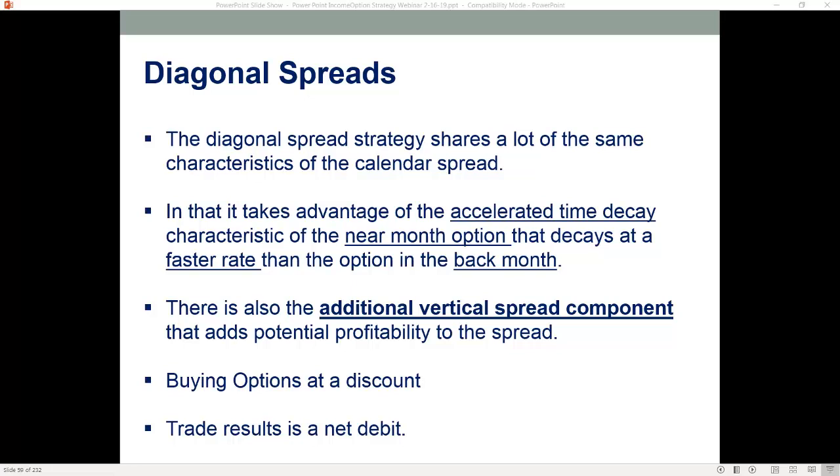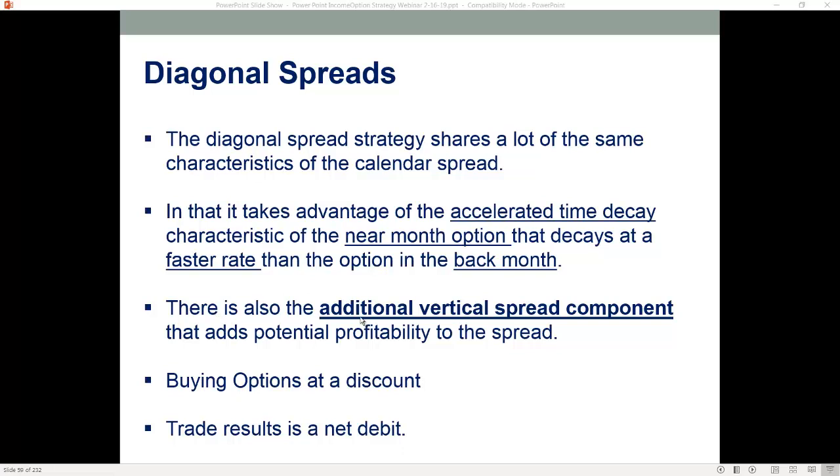Well, in this video, I want to show you a really cool trading strategy. This is called the diagonal spread, or sometimes referred to as the calendar diagonal. But basically, the diagonal spread is a strategy that shares a lot of the same characteristics as the calendar income spread. So what it does, it takes advantage of the accelerated time decay characteristics that the near month option has for the calendar spread, so it decays faster than the back month.